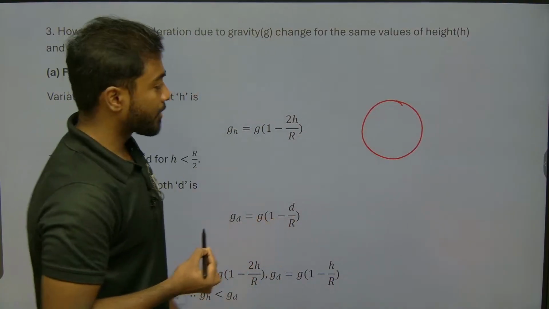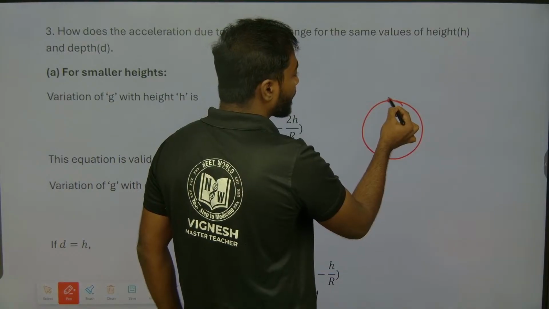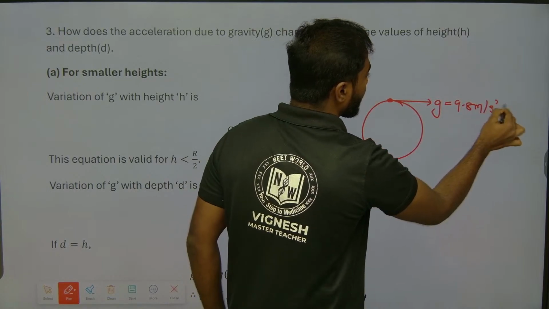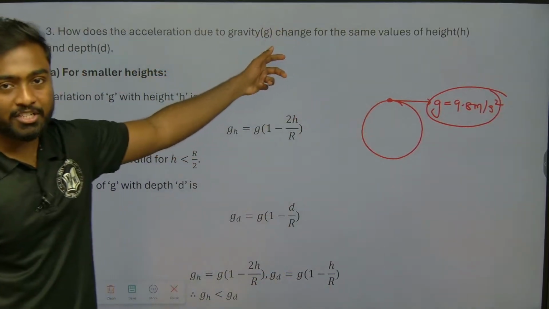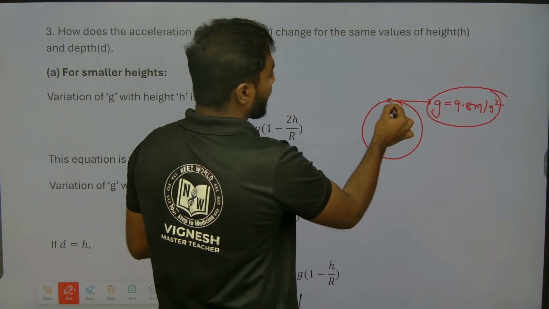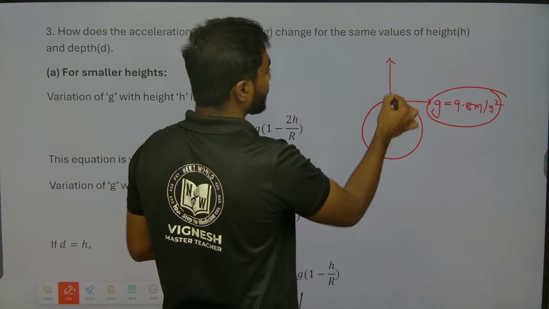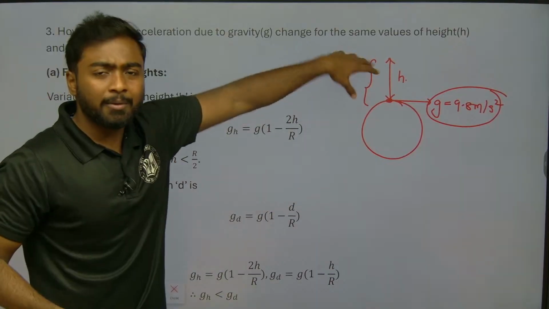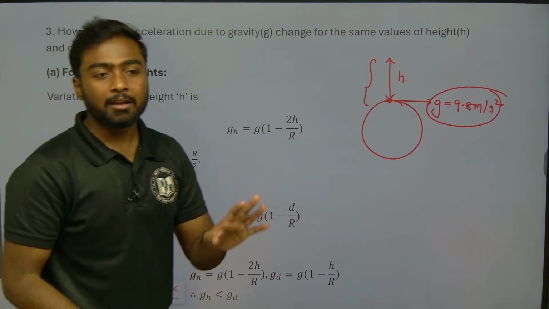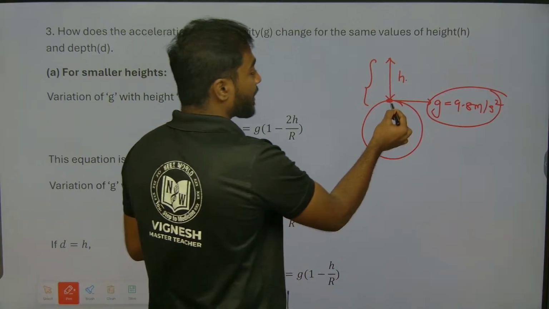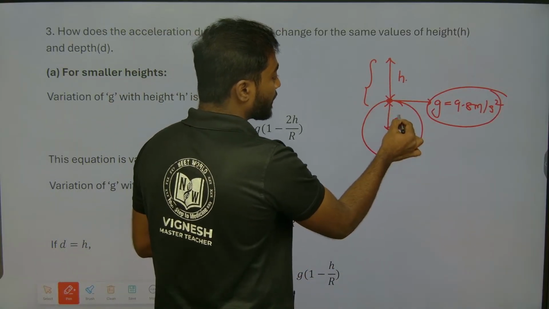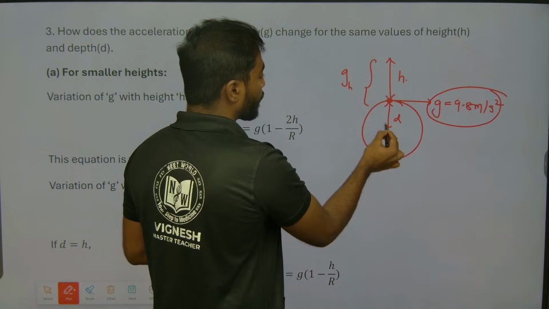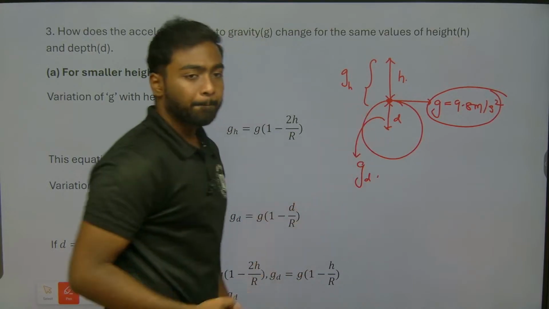this is my planet, right? At the surface, the gravity is g is equal to 9.8 meter per second square, which is the value we have got in the previous question. Now we have taken the particle to the height h. Now what is the gravity? Will it be the same or will it be different? Obviously it will be different. And the same thing, when I take the particle to the depth d, again it will be different. So we need to find the gravity at height h, and we need to find the gravity at depth d. Both we need to get.